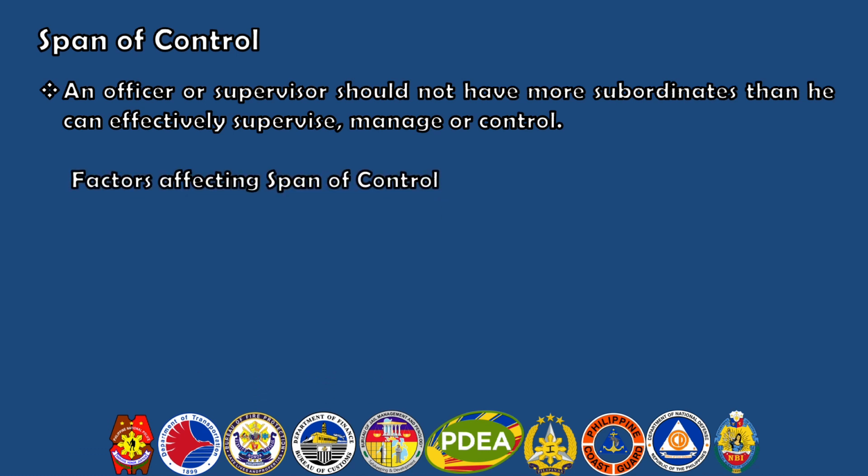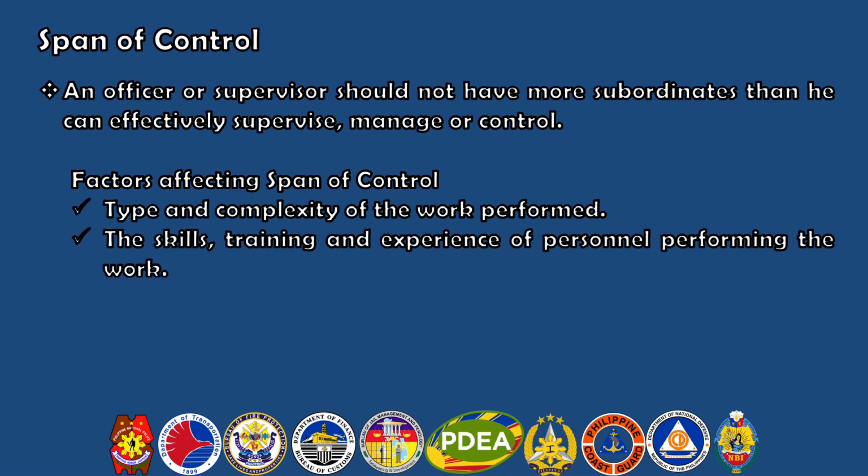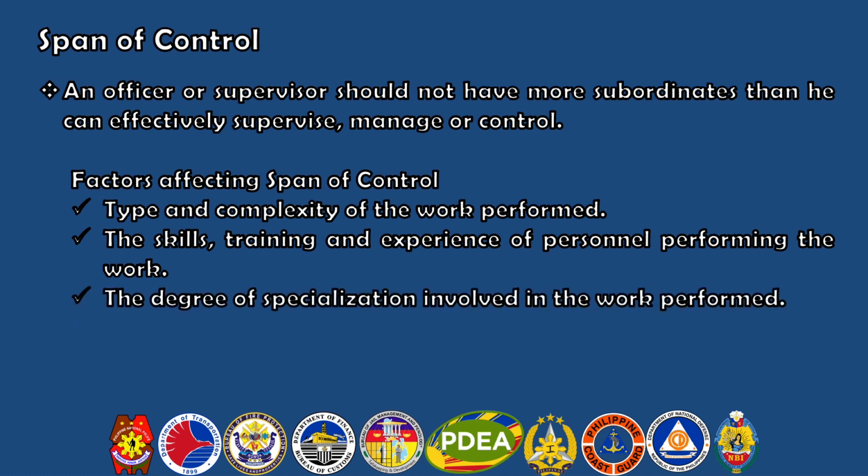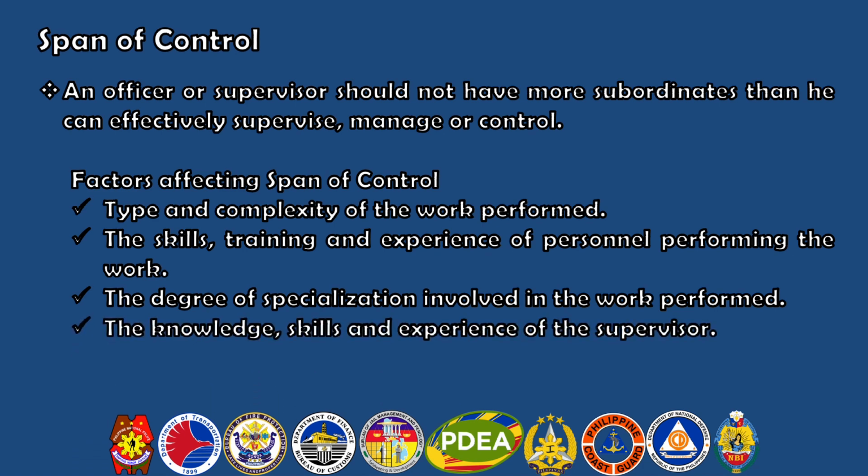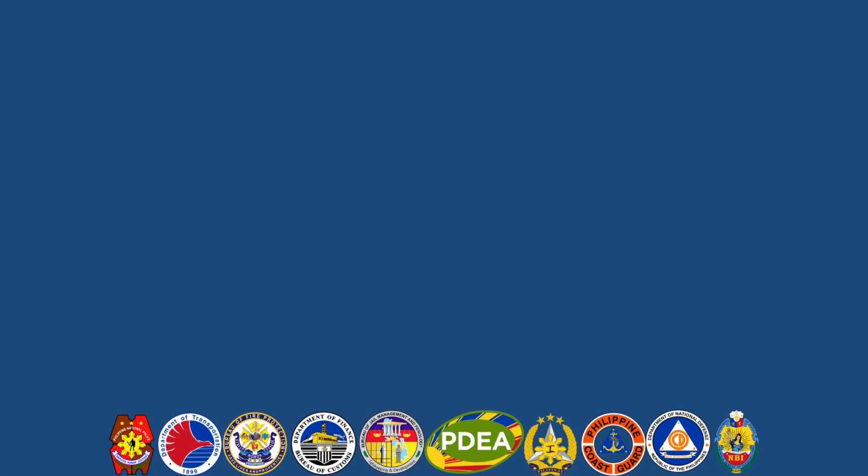So, ano yung mga factors na nakaka-apekto sa span of control? Nandyan yung type and complexity of the work performed or gagawin nila na trabaho, the skills, training, and experience of the subordinates, the degree of specialization ng grupo na yon doon sa gagawin nilang trabaho, and the last one would be the knowledge, skills, and experience of the supervisor, yung magmamanage or yung magsusupervise doon sa unit or sa grupo.